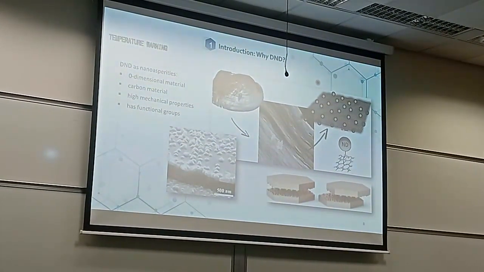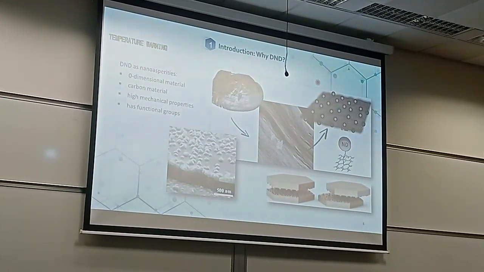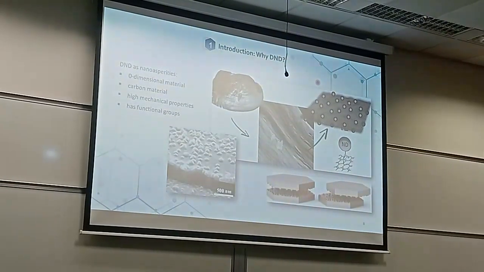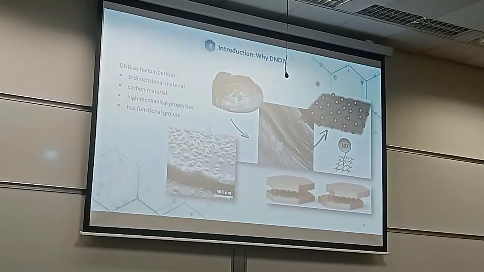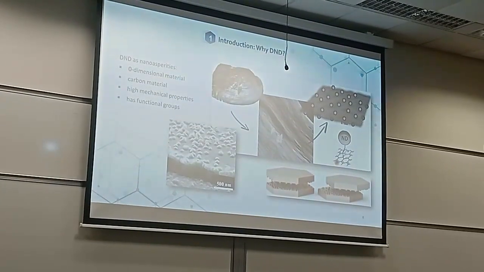We are working with graphene, right? So graphene oxide or graphene, which is only 1 nanometer thick. So we don't need very big nanoparticles. Here we prefer small ones. Also, they are carbon materials similar to graphene with high mechanical properties and with some functional groups on their surface which help us to link them to the graphitic layer.